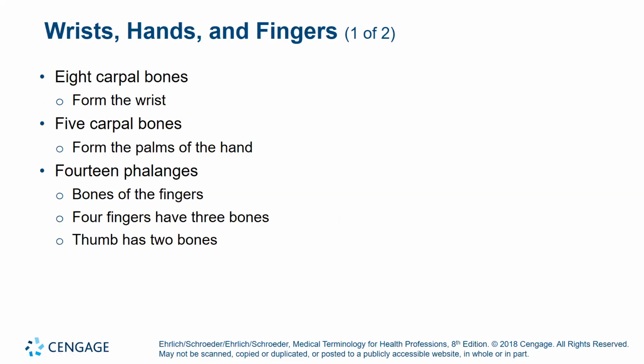Wrist, hands, and fingers, we have 8 carpal bones. This forms the wrist. We have 5 metacarpal bones, form the palms of the hand. We have 14 phalanges. These are bones of the fingers. 4 fingers have 3 bones, and the thumb has 2 bones.